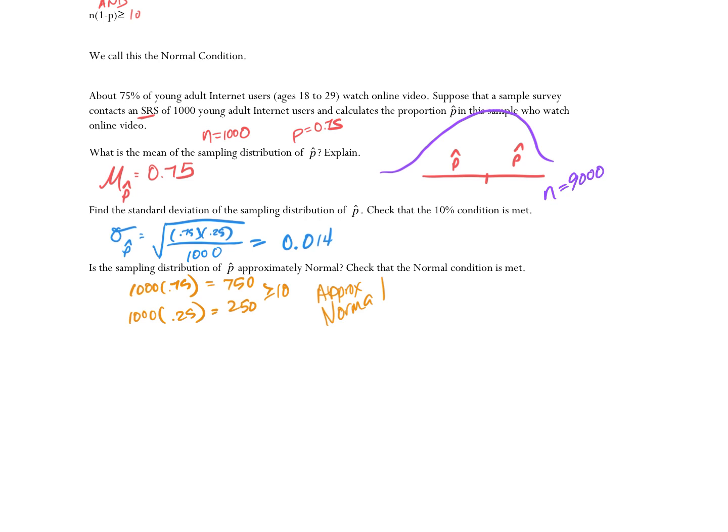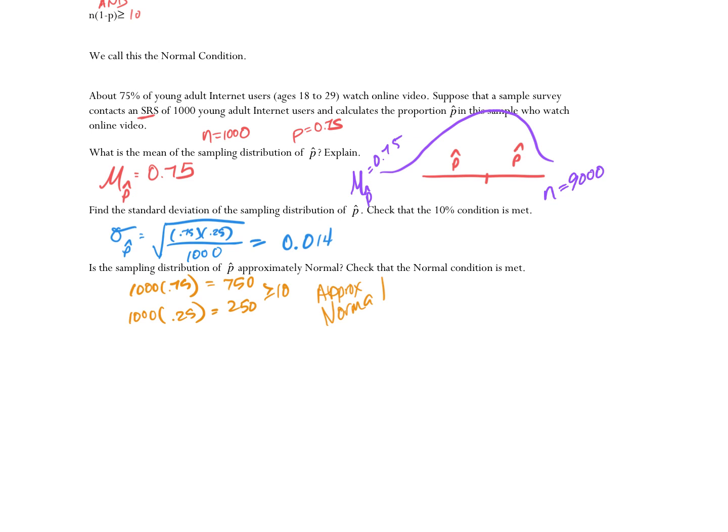The mean is the percent of my population. Does the population change depending on how big my sample is? Nah. So the mean would stay the same. It would still be 0.75. What about the standard deviation?